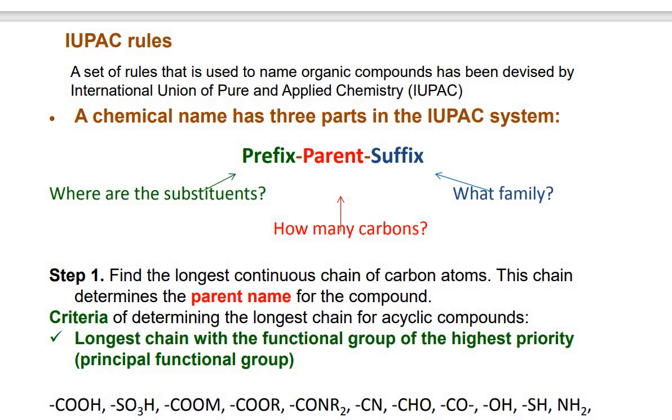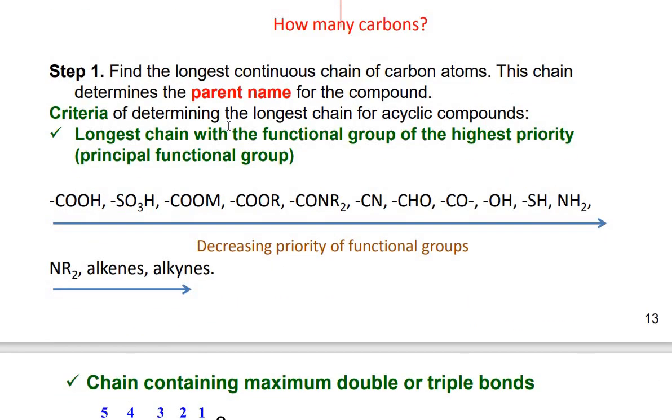What is the criteria? Criteria for determining the longest chain for a compound: the longest chain with the functional group of the highest priority. You can see it here, and write it down. This is very important. You should know the functional groups and their priority. Keep that in your mind when doing nomenclature if you have 1 or 2 functional groups together. The decreasing priority of functional groups: COOH, sulfonic acid, acid derivatives, cyanide, aldehyde, ketone, OH, thiol, and NH2 groups.